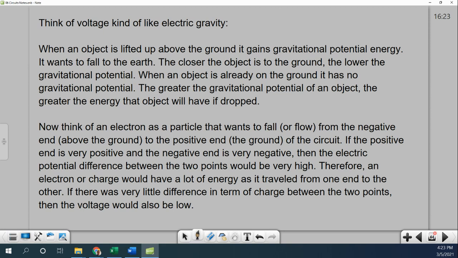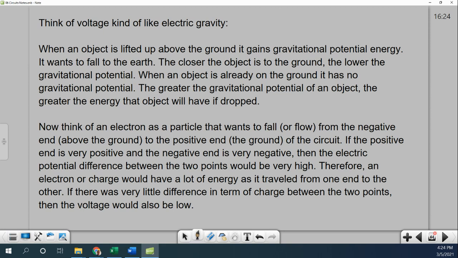Gravity pulls it. Now, the closer that object is to the ground, the less energy it has. If I lift it up 1 centimeter off the ground and drop it, it's not going to do very much work. If it's already on the ground, it's got nothing. There's no gravitational energy, so it's not going to move. The higher I raise it, the greater the gravitational potential and the greater the energy that object will have if I drop it. If I lift this way up into the clouds and let go of this pen, it'll probably kill somebody by the time it hits the ground. It'll be moving so fast. It'll have so much energy.